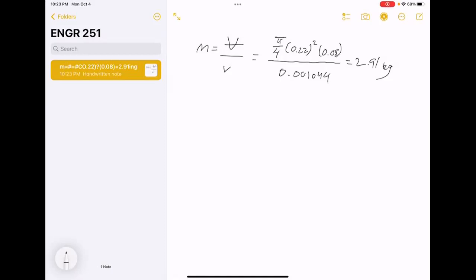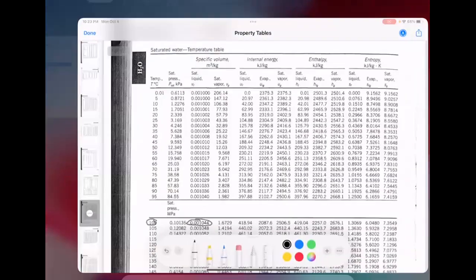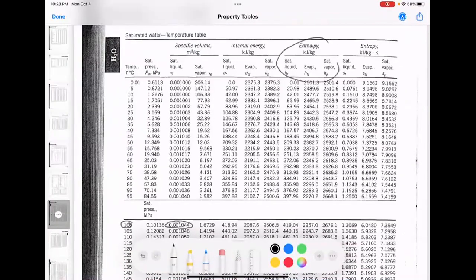Well, again, if we go back to the water table and we look, here we go. If we look in the enthalpy area here, we see we have the enthalpy as a saturated liquid, the enthalpy as a saturated vapor, and in between we have this, which is the difference between the two. And that's really how much energy we're putting in to go from one to the other, right? And if we go to the 100th row, we find that the energy that it costs to go from a saturated liquid to a saturated vapor per kilogram is 2257 kilojoules.